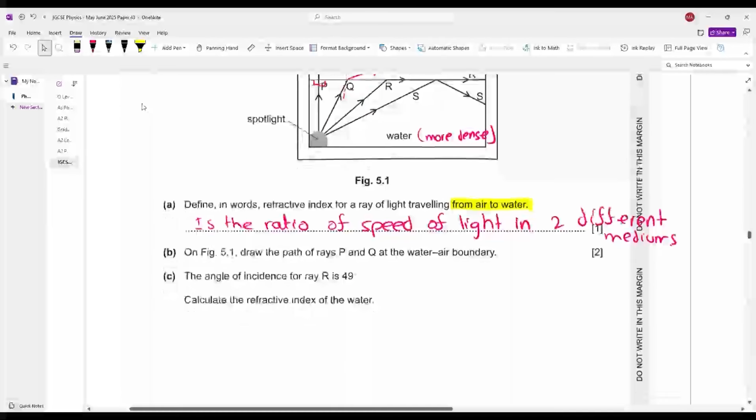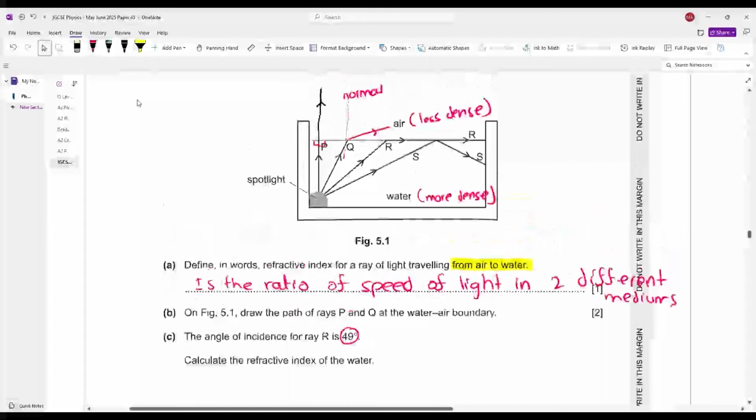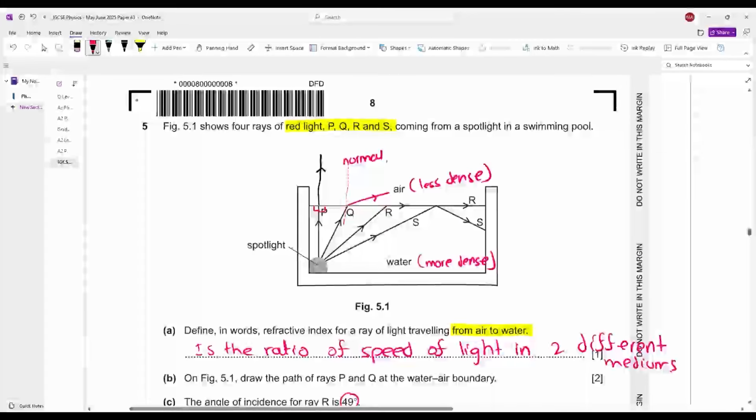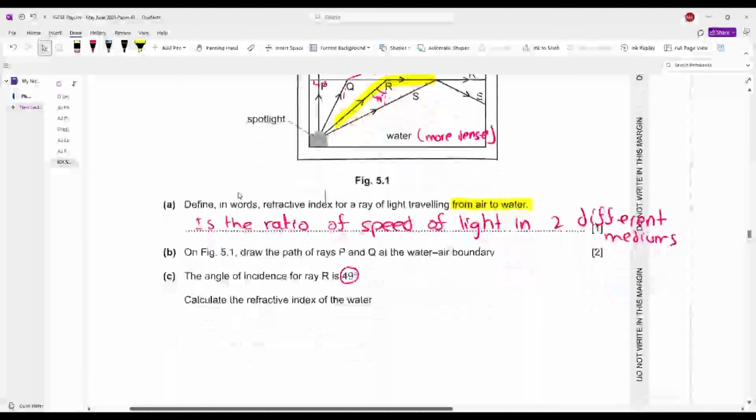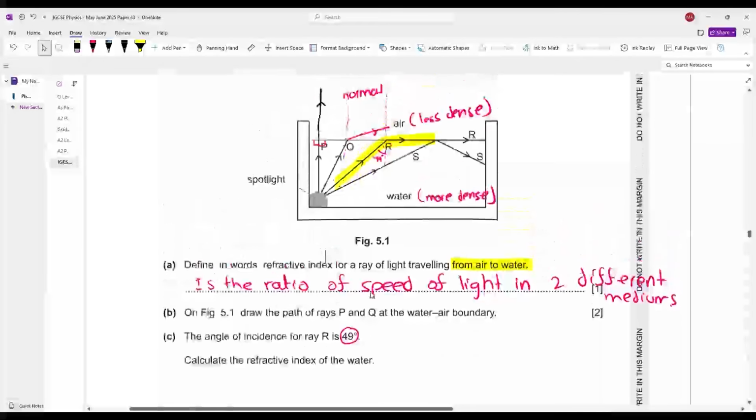The angle of incidence of ray R is 49 degree. So here you have a 49 degree का angle of incidence here. This ray R is in which situation? बेटा ये ray R कौन सी situation को represent कर रही है? Critical angle. Perfect. Calculate the refractive index of water.